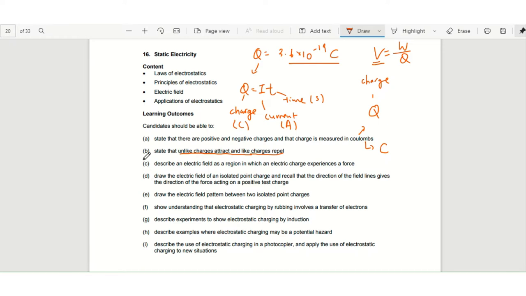In part C, you will be asked to describe an electric field as a region in which an electric charge experiences a force. This is a definition that you will need to memorize.